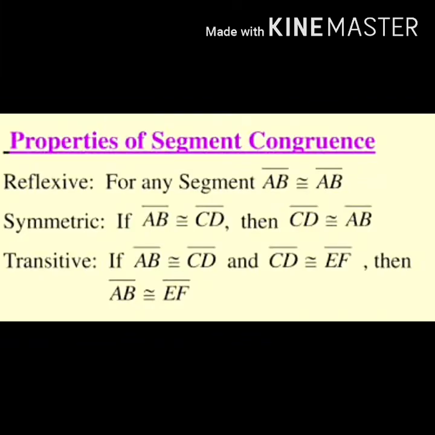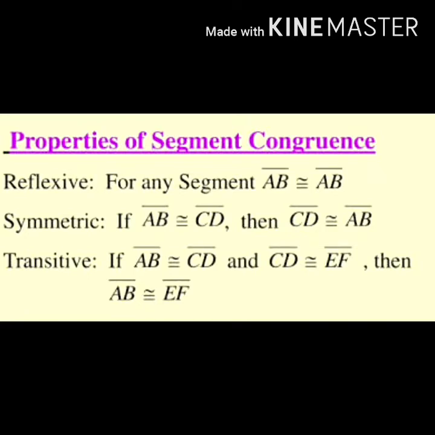Our second concept is properties of segment congruence. In this, we have three properties. The first property is the reflexive property. It means anything equal or congruent to itself is called the reflexive property. For example, segment AB is congruent to segment AB itself.